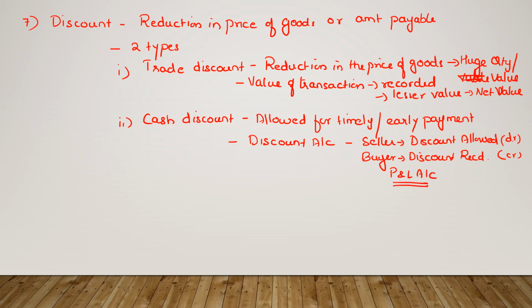For the seller, it is an expense. For the buyer, it is an income. It's actually a gain because he has to pay a lesser amount. And therefore, cash discount is recorded separately in the books of accounts. So normally, whatever you find as discount in the books of accounts, it is cash discount you are referring to. Trade discount never comes into books. It is deducted from the value of the transaction. Only the net value gets recorded. So this is all about discount. I hope it is clear.